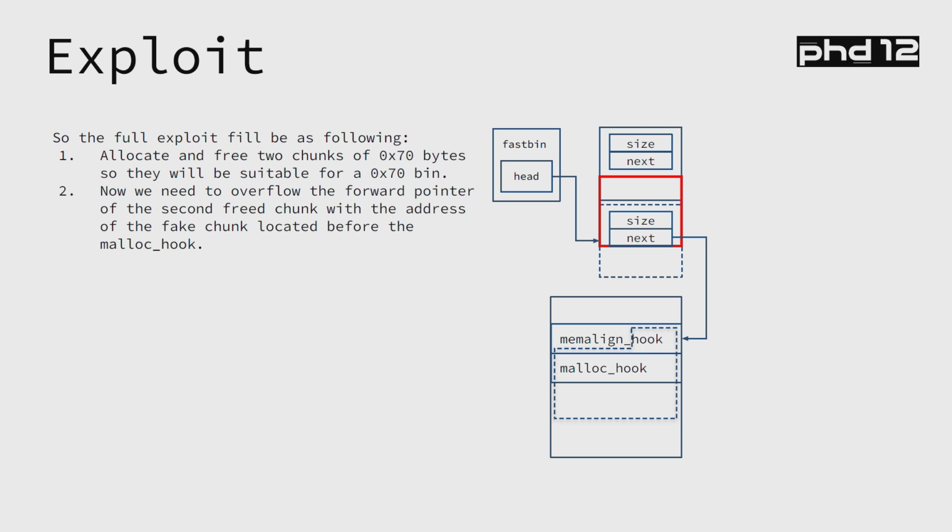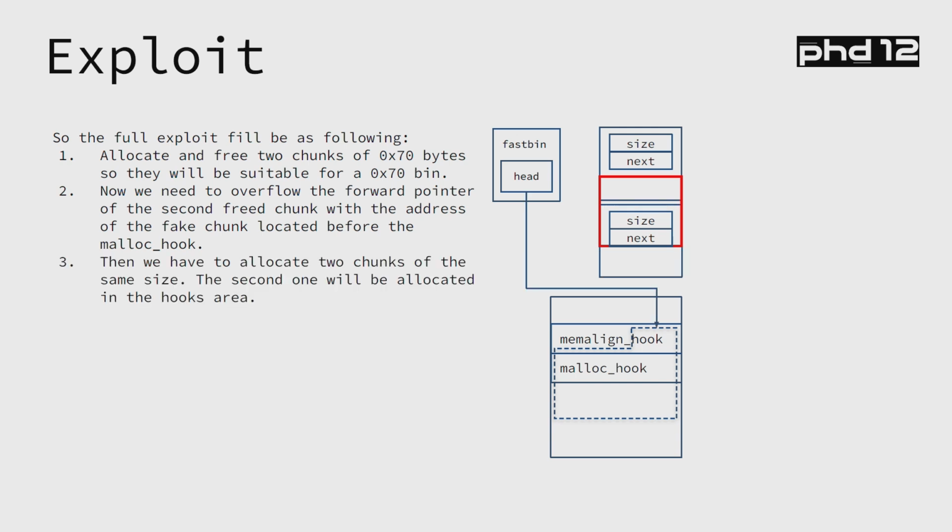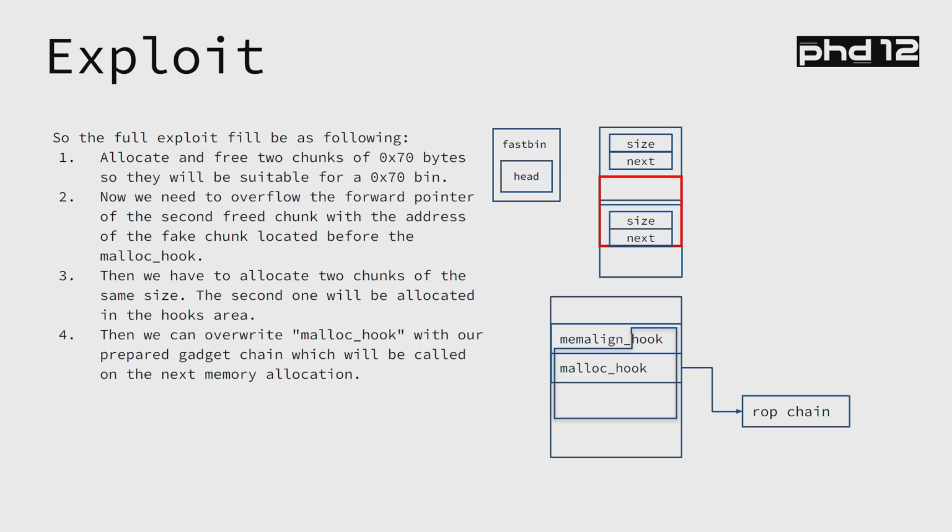Then we allocate two chunks of size 0x70 near the memalign hook. You do remember it's a 0x7f. The first chunk will be allocated on top of the initial one, but the second one will go here. After that, we overwrite malloc hook. We won't be able to use system, so we'll need to use a ROP chain. And with any further allocation, our ROP chain will be triggered. Everything seems to be fine, but not really.